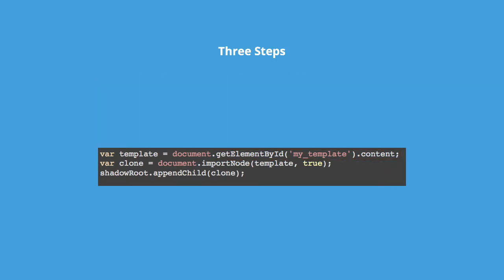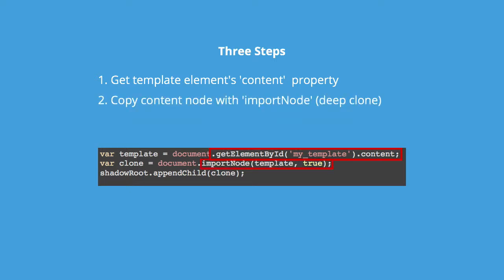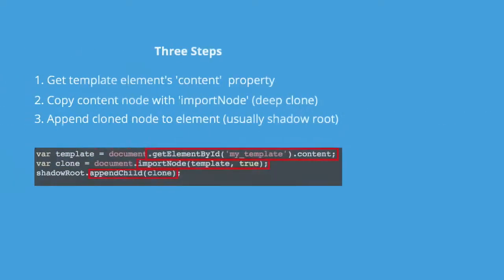All right, so three steps here. The first step, getting the template element's content property. It's going to give us those nodes. Second, copy that content node with the import node method, and it's going to be a deep clone with that true.